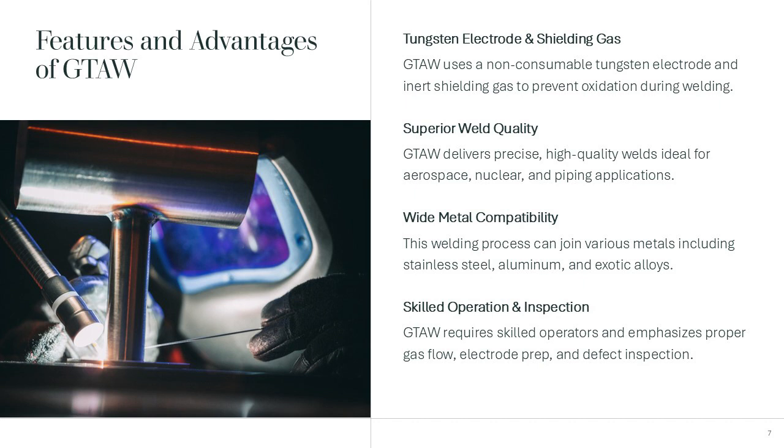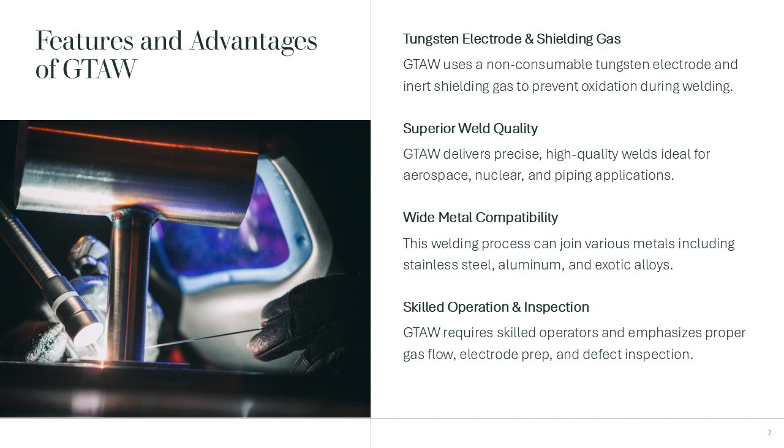GTAW, or TIG welding, employs a non-consumable tungsten electrode to produce the weld. An inert shielding gas, typically argon or helium, protects the weld area from oxidation. GTAW provides superior weld quality and precision, making it ideal for critical applications such as aerospace, nuclear, and piping systems. It can weld a wide range of metals, including stainless steel, aluminum, and exotic alloys.